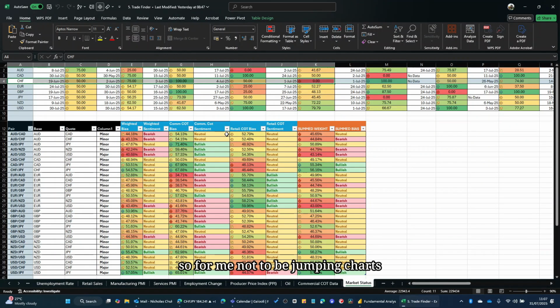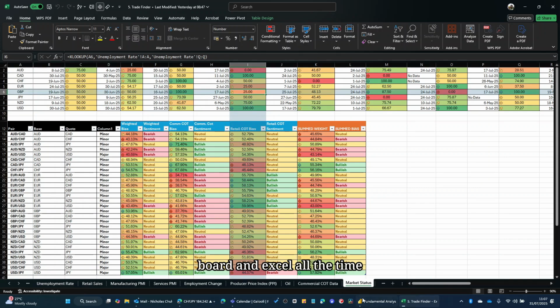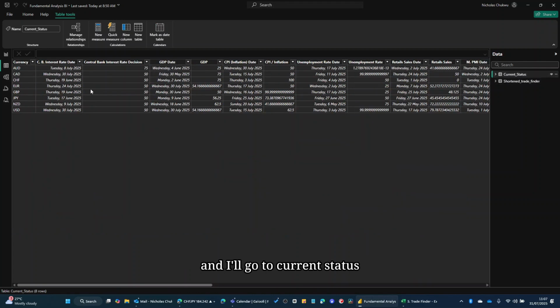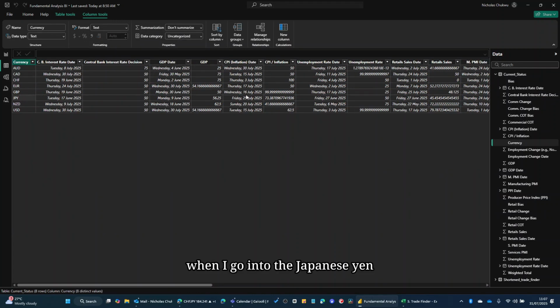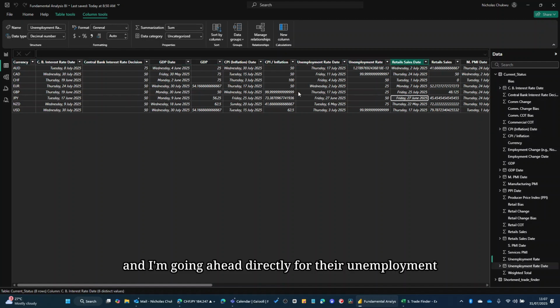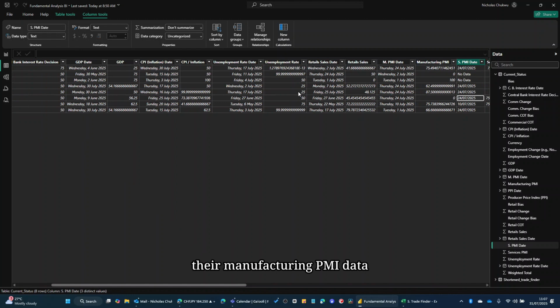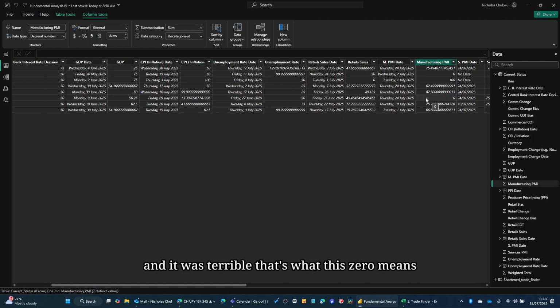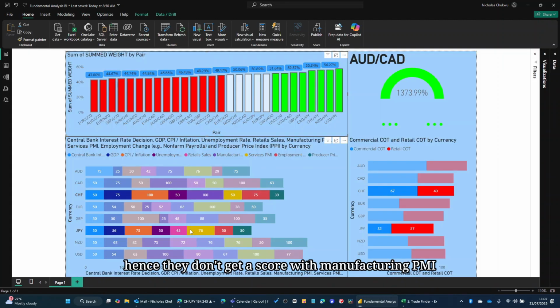So for me not to be jumping charts, board and Excel all the time, all I'll do is I'll come down here and I'll go to current status. When I go into the Japanese yen, I can see the Japanese yen, and I'm going to head directly for their manufacturing PMI data. And from their manufacturing PMI data, it seems like they released their latest news last week or this week, and it was terrible. That's what this 0 means. Hence, they don't get a score with manufacturing PMI, and that is how it came about to be.